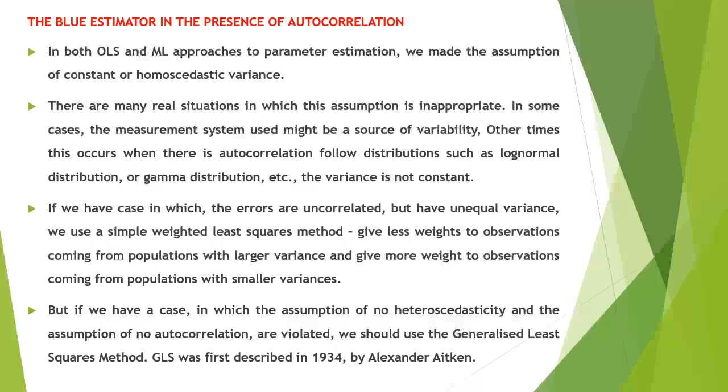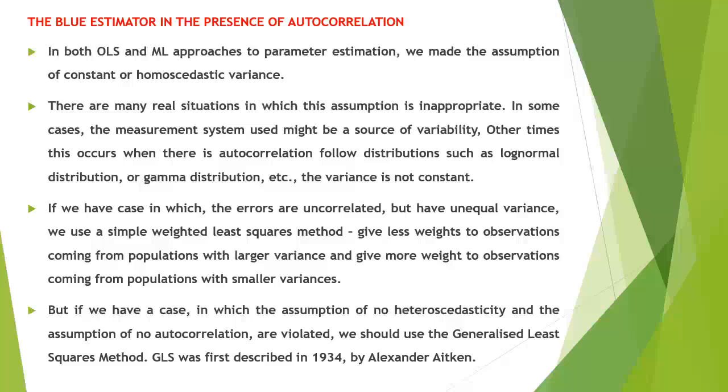If we have the case in which the errors are uncorrelated but have unequal variance, that is, the assumption of homoscedasticity is violated but the assumption of no autocorrelation is satisfied, in this case we use a simple weighted least squares method, where we give less weight to observations coming from a population with the larger variance and more weight to observations coming from a population with the smaller variance. But if both assumptions are violated, that is, the assumption of no heteroscedasticity and the assumption of no autocorrelation, we should use the generalized least squares method.